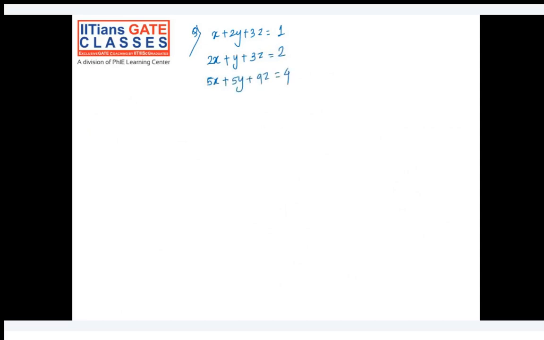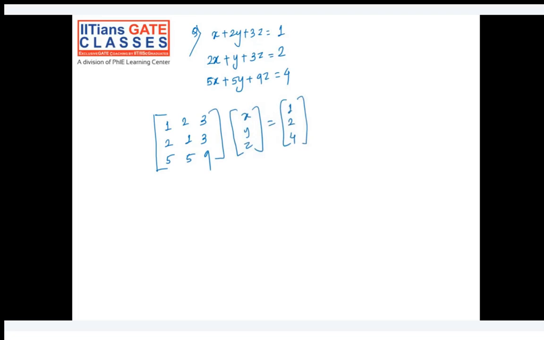So how can we write this in the matrix form? 1, 2, 3, 2, 1, 3, 5, 5, 9, into x, y, z equal to 1, 2, and 4. Okay. Unique solution? Yes, correct.